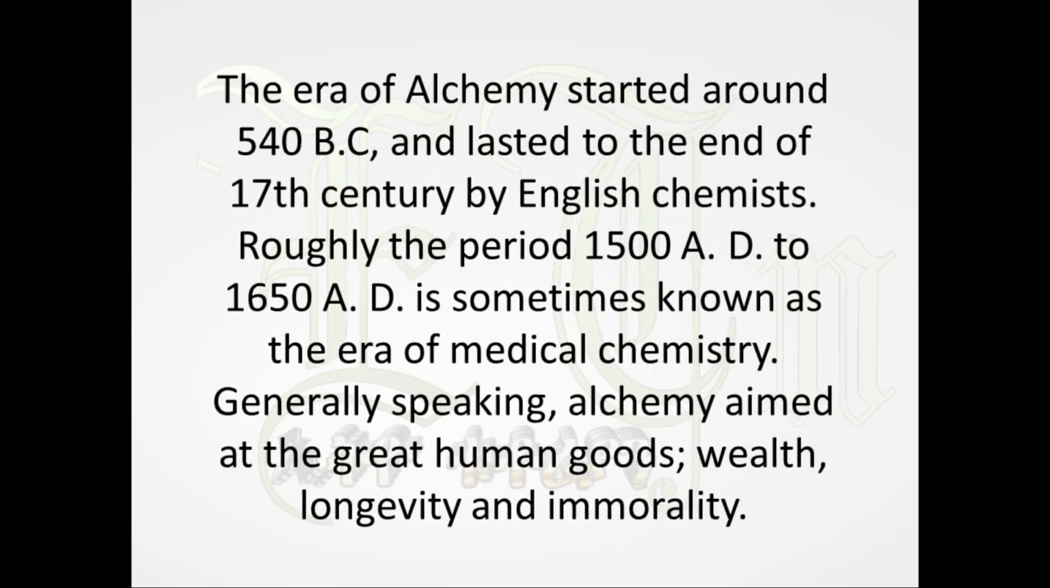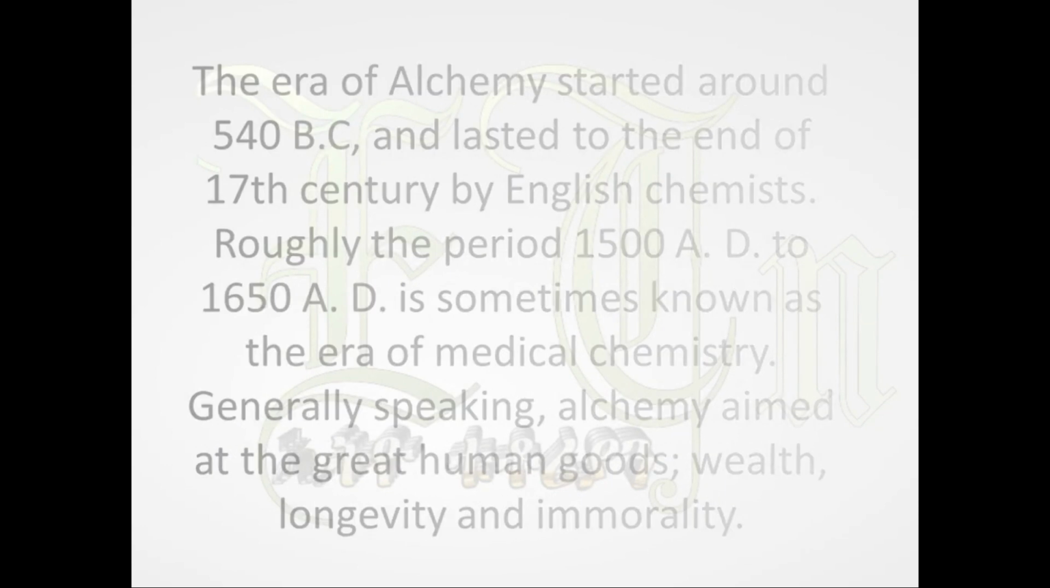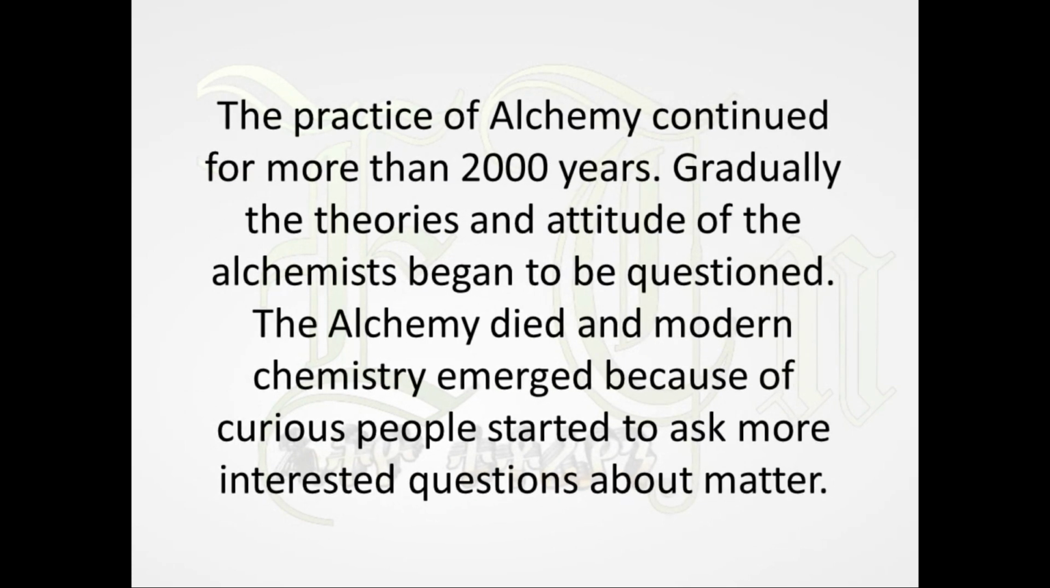The era of alchemy started around 540 BC and lasted to the end of the 17th century by English chemists. Roughly the period 1500 AD to 1650 AD is sometimes known as the era of medical chemistry. Generally speaking, alchemy aimed at the great human goods: wealth, longevity, and immortality. The practice of alchemy continued for more than 2,000 years.